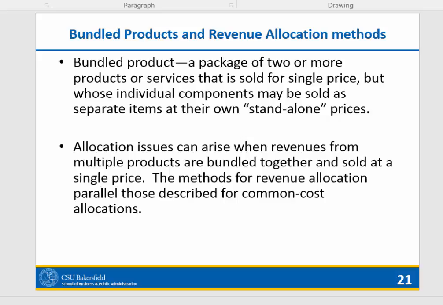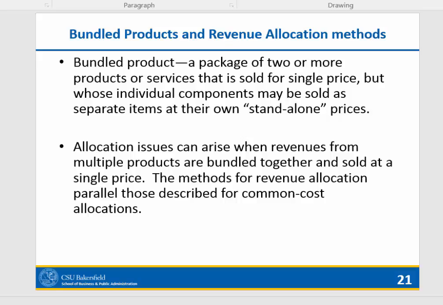We're looking at a very important issue called bundled products and revenue allocation methods. A bundled product, just from the name, you can guess that it's a package of two or more products or services that is sold for a single price, which is quite common. You buy a computer, you buy software, then you get a bundle. But its individual components may be sold as separate items at their own standalone prices.